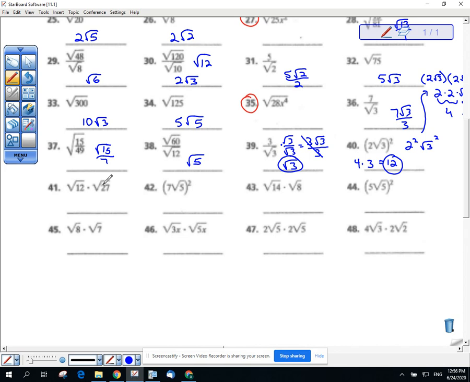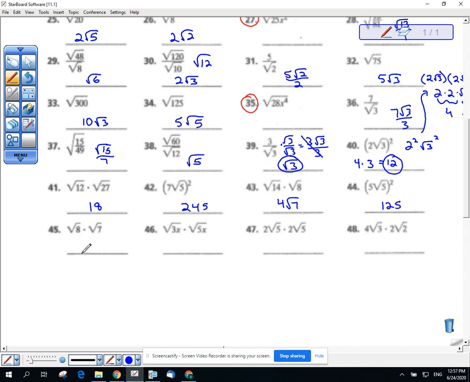Number 41, when you multiply 12 and 27 and then square root that, you'll get 18. Next, very similar to number 40, so I'll just tell you the answer. It's 245. Next, very similar to number 41, so I'll just tell you the answer. It's 4 root 7. Check them if you want to. Next is very close to 40 and 42, so I'll just give you the answer, and it's 125.